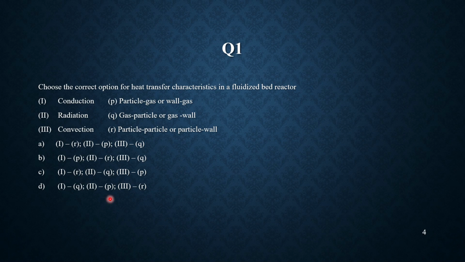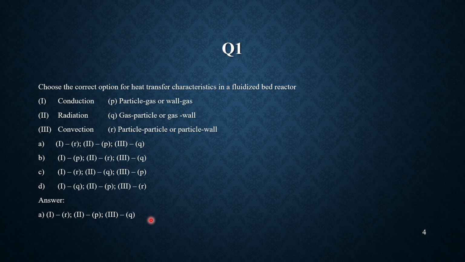So option D is wrong. Answer is option A, R, Q and P. So I hope you all understood. Conduction is between particle and particle or particle and wall. It is happening between the solids. And radiation is from particles to wall.